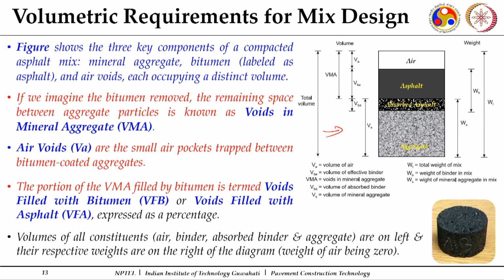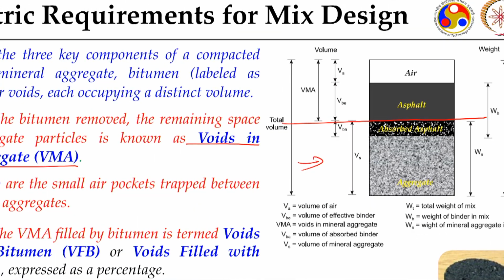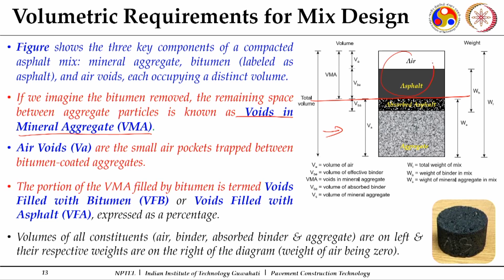Now, here, we already discussed voids in mineral aggregates. If I remove the binder from this particular one, whatever binder and air part is there will be my VMA: free asphalt plus air. This is my voids in mineral aggregates. If I look at what this air is, these are the small air pockets trapped between my bitumen coated aggregates.